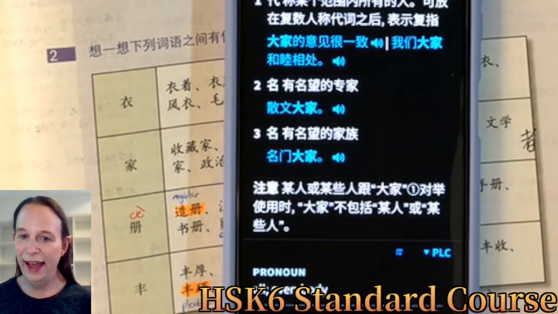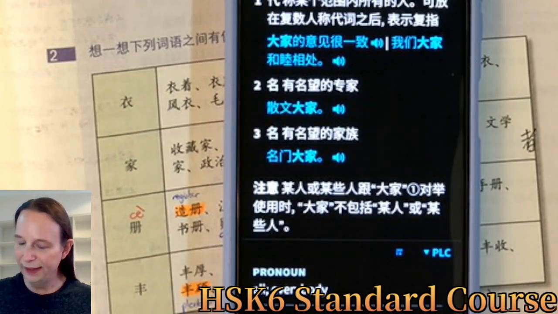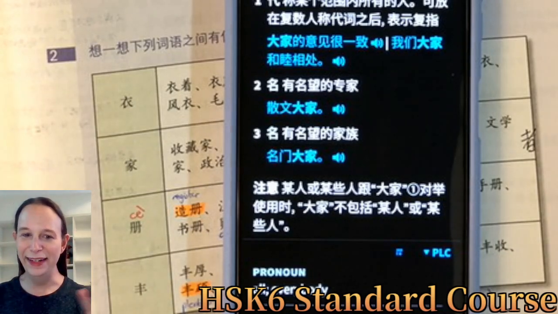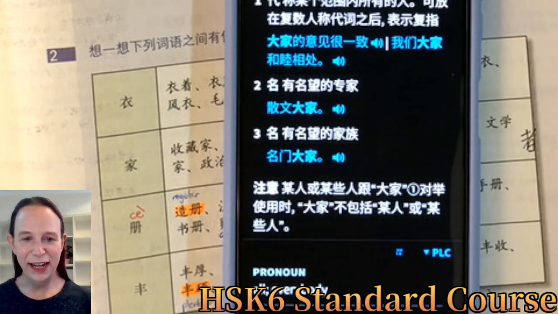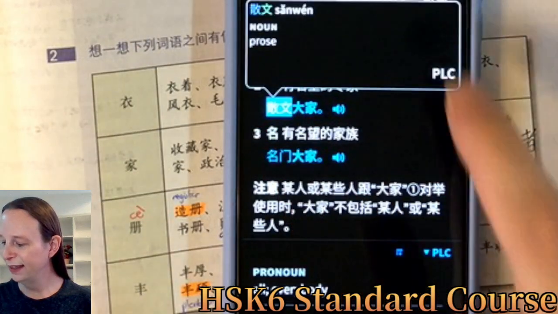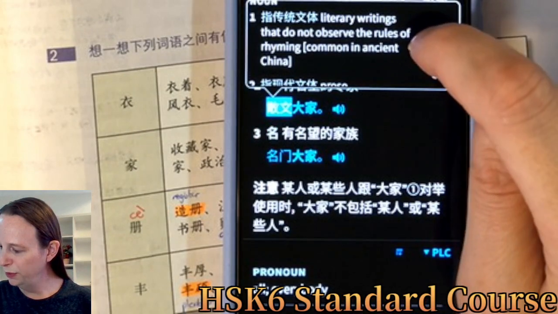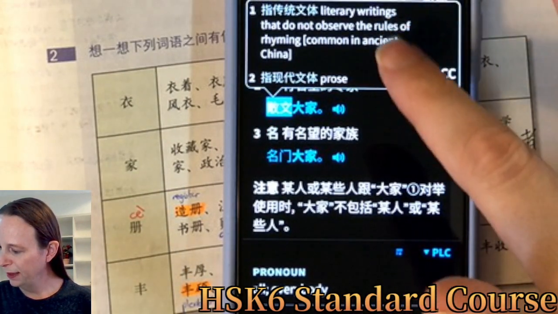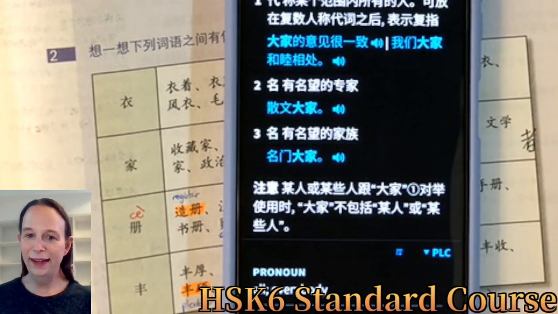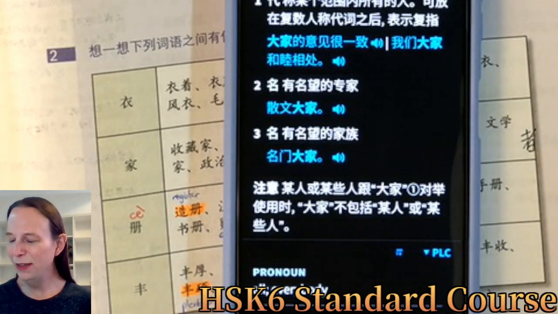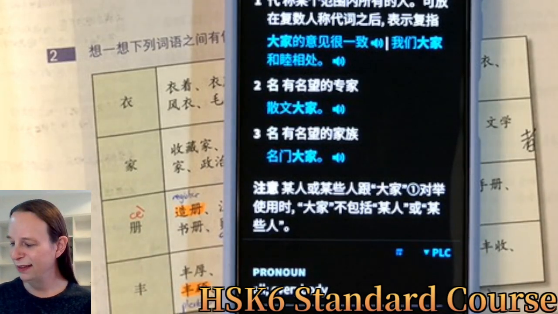So 散文. Here it means literature, but not poetry, right? I think in Chinese it's kind of like a genre of writing that doesn't observe the rules of rhyming. Usually when people say sanwen, it's kind of like writing about whatever, rather than novels and things like that. But maybe novels count as sanwen.